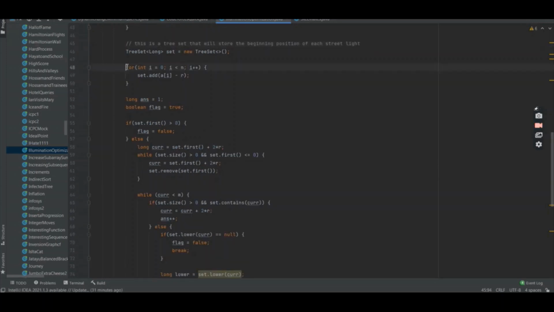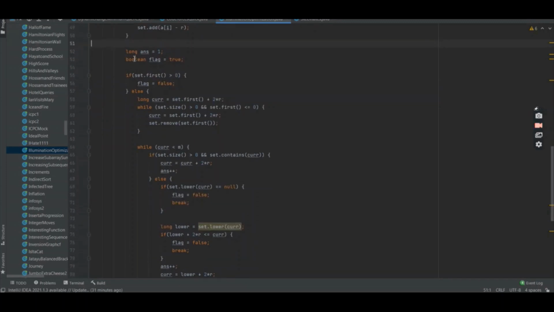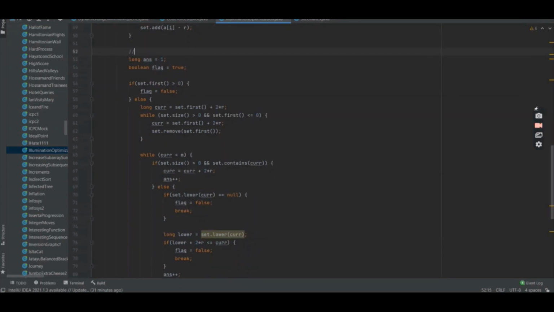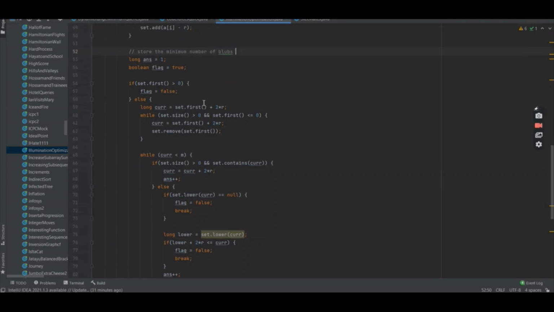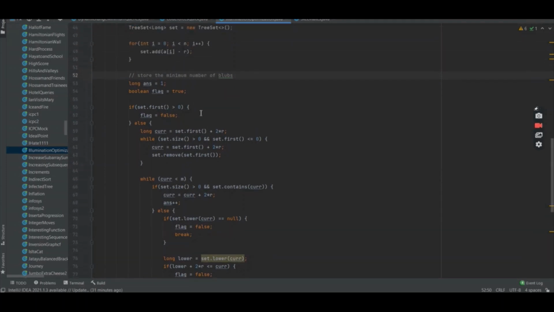So yeah, we are storing it here, and we are going to maintain answer. This will store the minimum number of bulbs, and this flag will represent if the answer exists or it doesn't. So let's start by writing the base case.